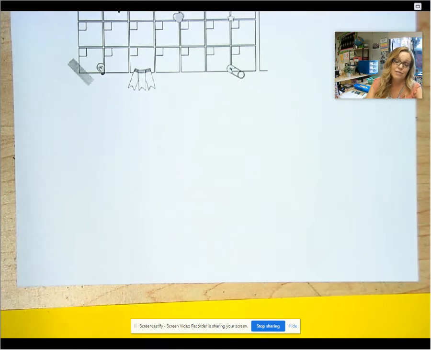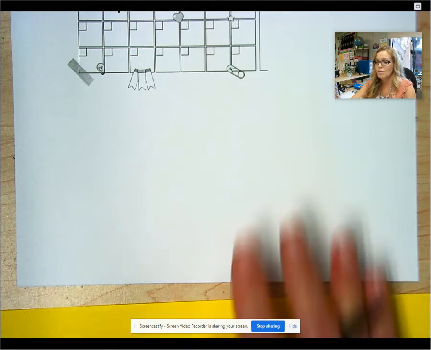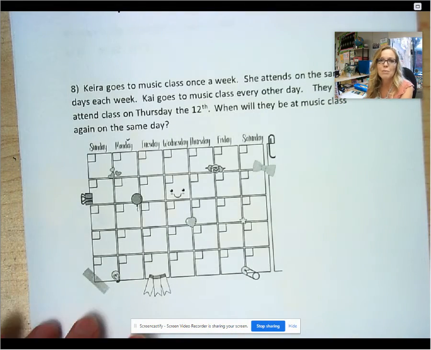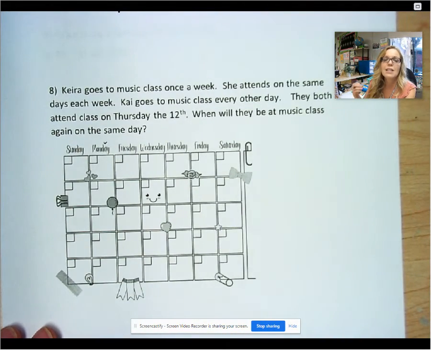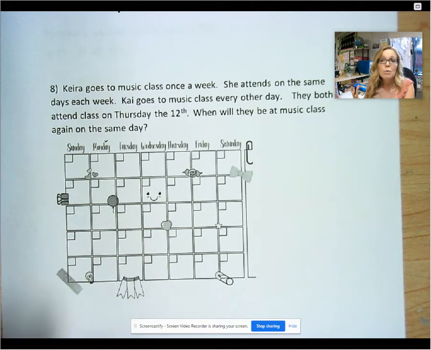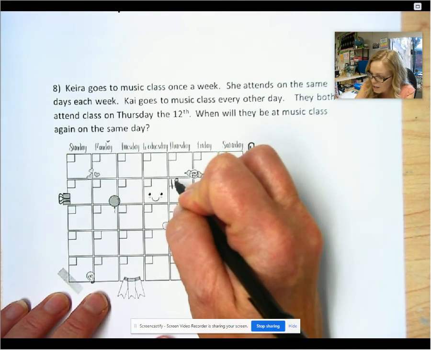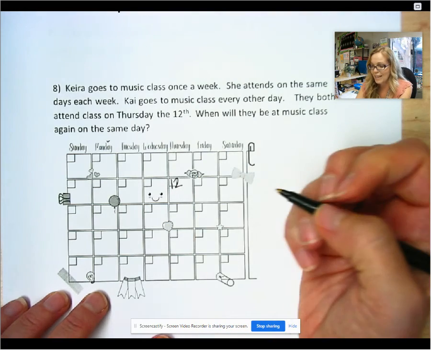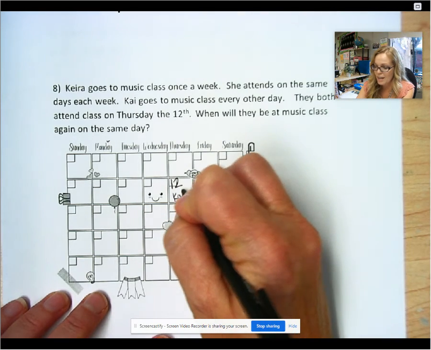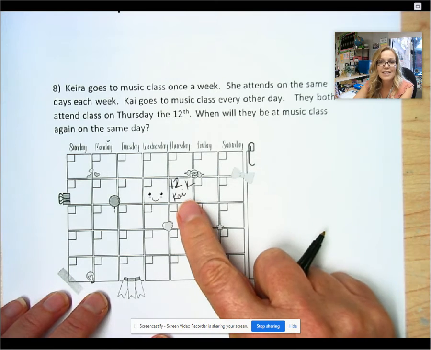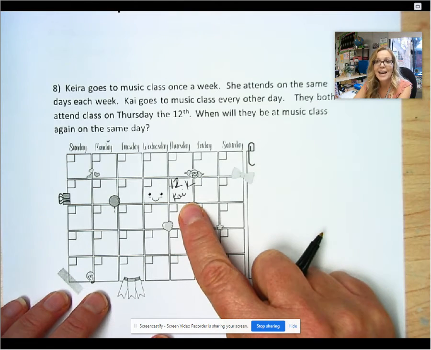Now, this is a question very similar to the test. Kira goes to music class once a week. She attends on the same days each week. We don't know which week yet, okay? Kai goes to music every other day. They both attend on Thursday, the 12th. So if I mark this second one as Thursday, the 12th, then I know that Kai and Kira both attend on that day. When will they be at music class again on the same day?